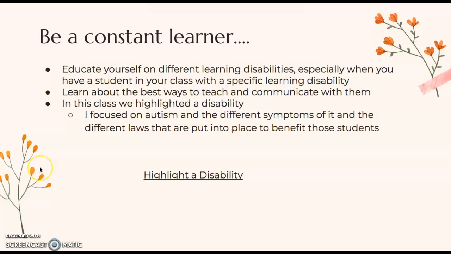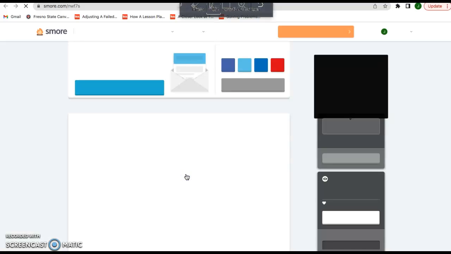The next one is to be a constant learner, educating yourselves on different disabilities and the different laws and requirements around those disabilities, and the best way to communicate with a student who suffers from this disability. In this semester, I highlighted the disability of autism, the different symptoms of it, and the different laws and requirements that are put into place to benefit those students.